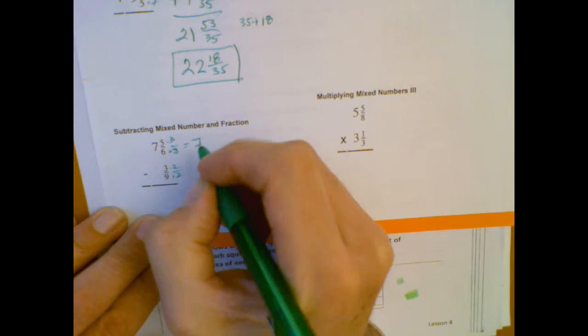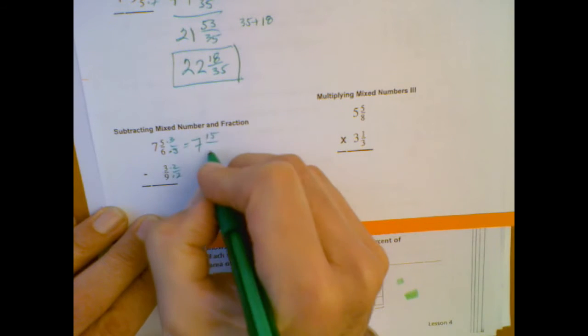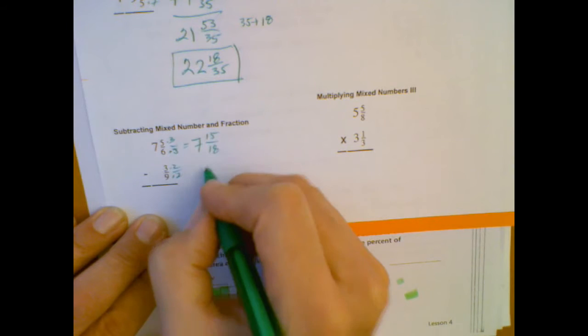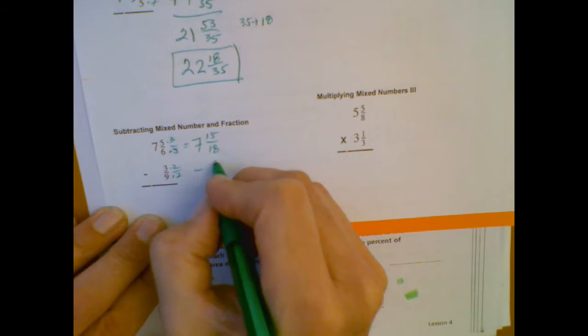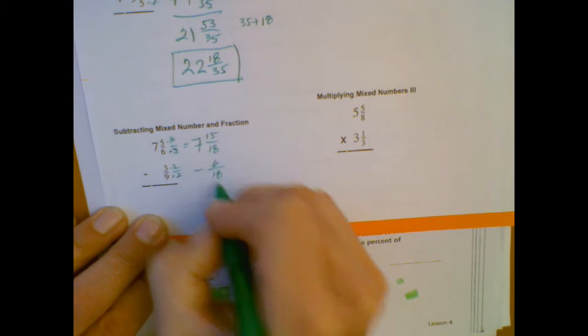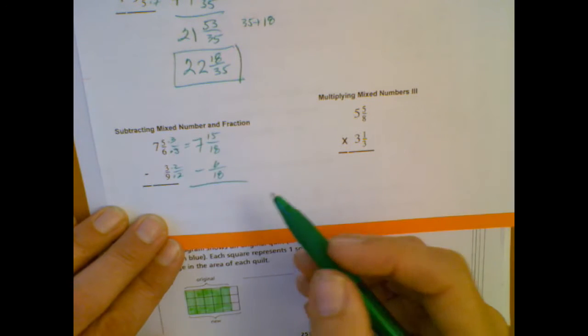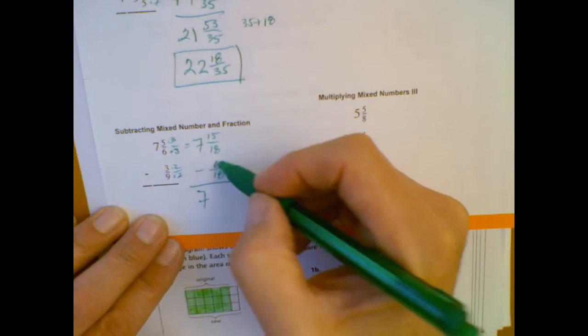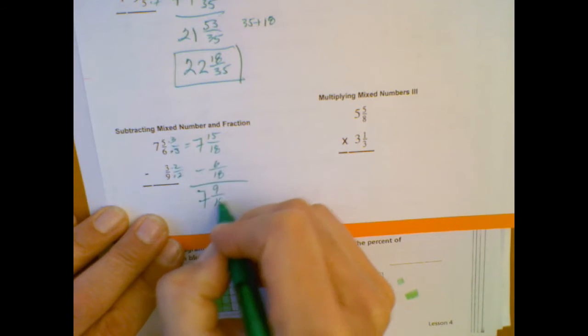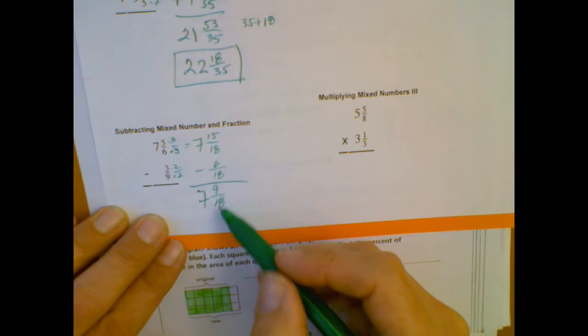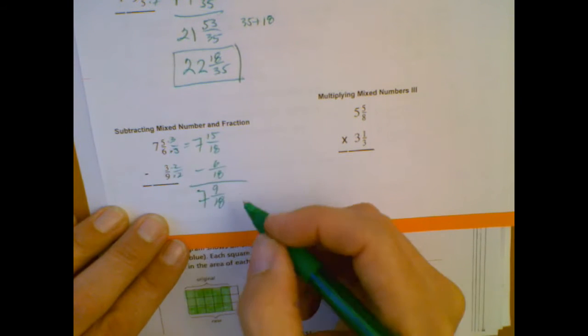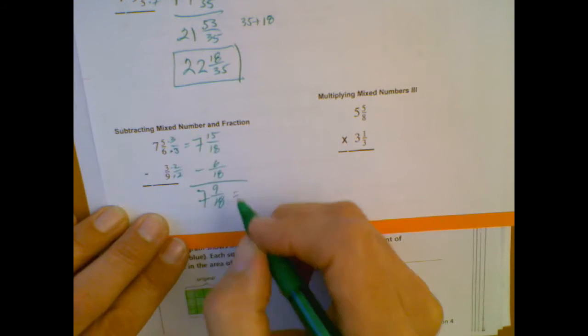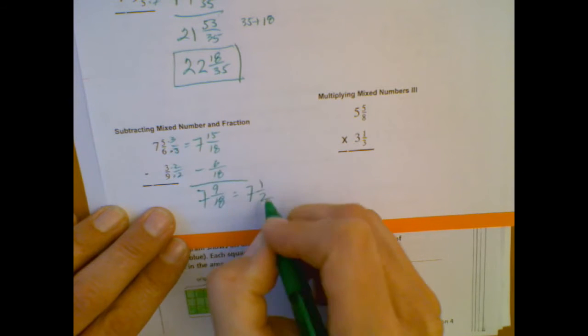This becomes 7 and 15/18 minus 6/18. Now I can do my subtraction because the denominators are the same. 15 minus 6 is 9/18. And I can divide both of these by 9. 9 divided by 9 is 1. 18 divided by 9 is 2. So this is 7 and 1/2.